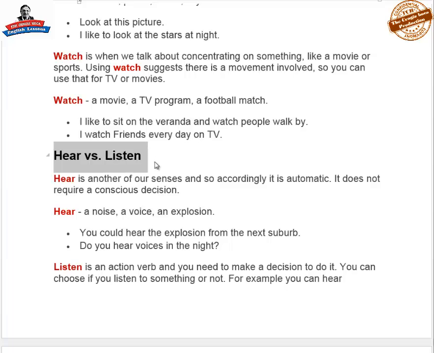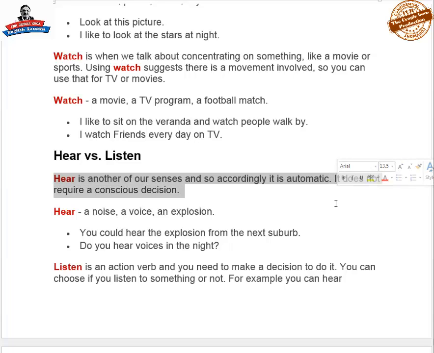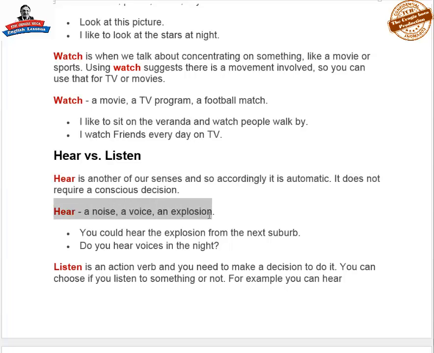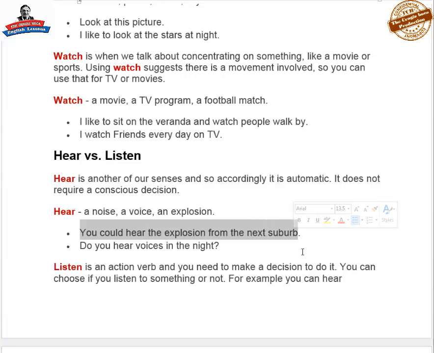Hear versus listen. Hear is another of our senses, and so, because of this, it is automatic. It does not require us to make a conscious decision. We hear without thinking. You hear a noise, a voice, an explosion, etc. You could hear the explosion from the next suburb. Suburb is an area out of town. Do you hear voices in the night?